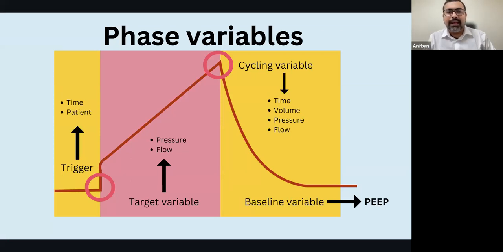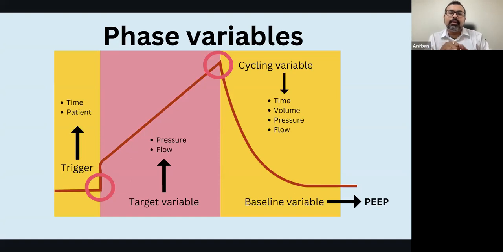Now, cycling variable. Cycling variable can be that you have set a certain amount of inspiratory time. Whenever we set, say, volume control ventilation, we have tidal volume, PEEP, FiO2, respiratory rate, and inspiratory expiratory ratio. The respiratory rate and inspiratory expiratory ratio that we set are phase variables. They determine the phase variables. How? Cycling variable. The respiratory rate will determine at what time interval the ventilator is triggered.